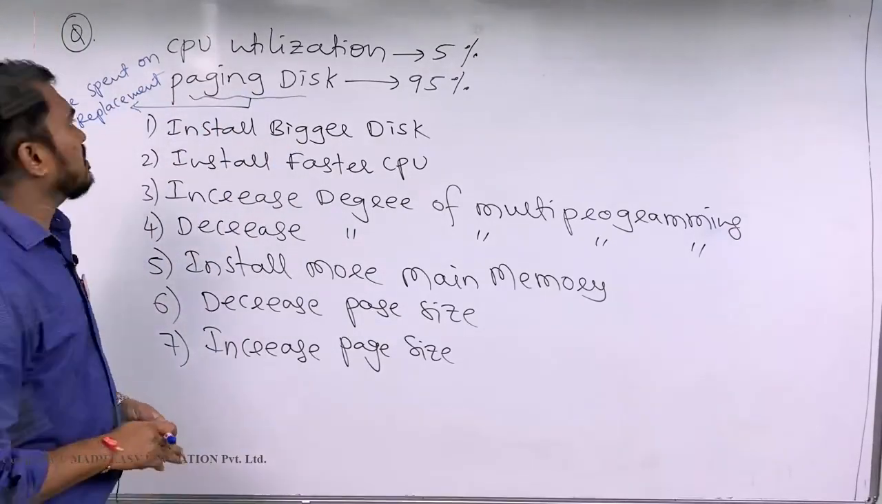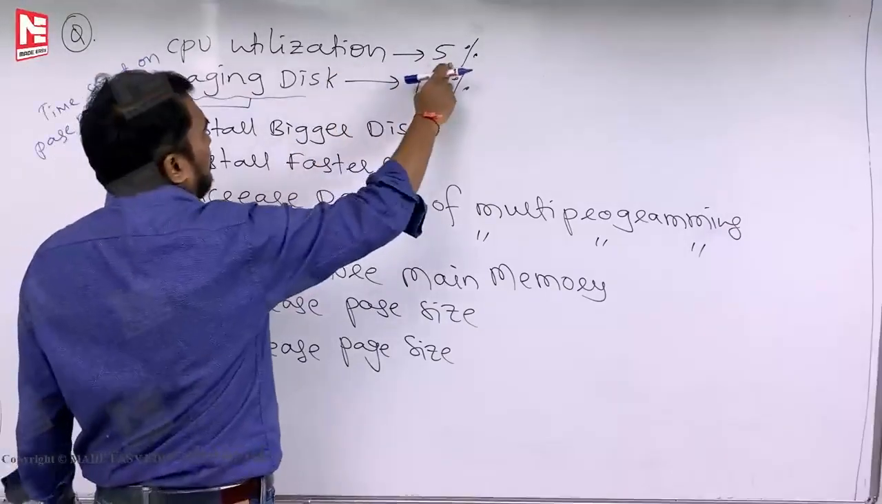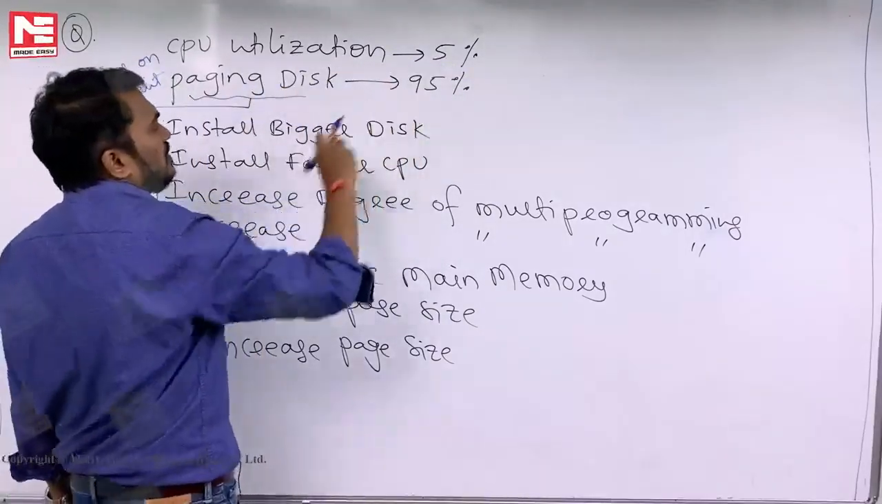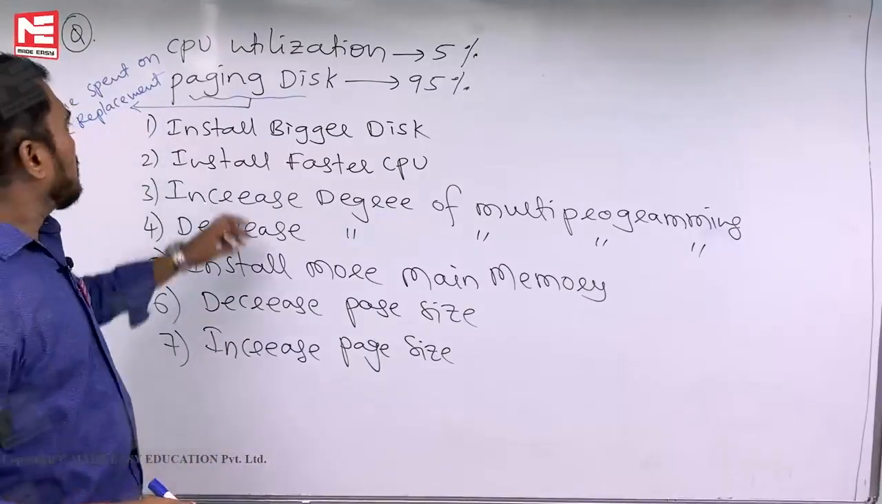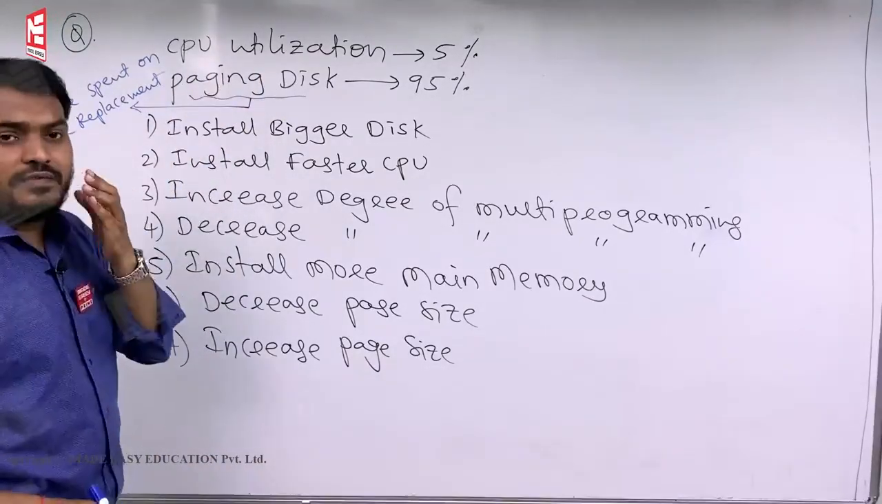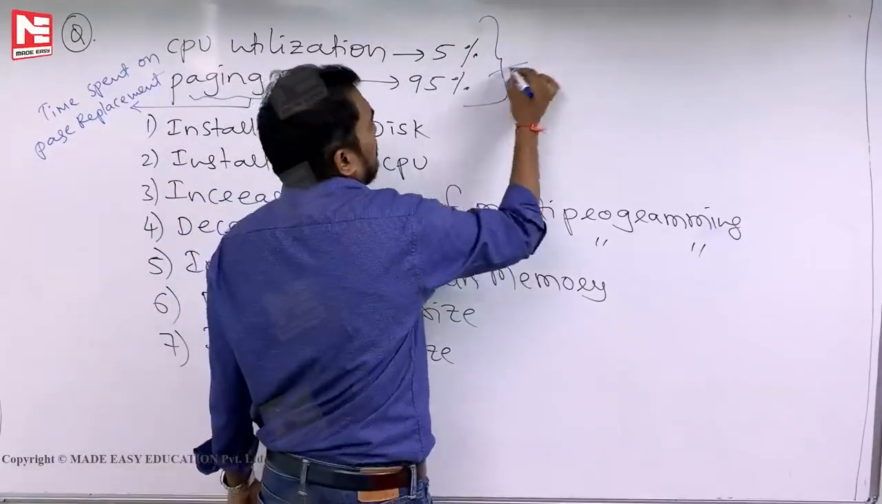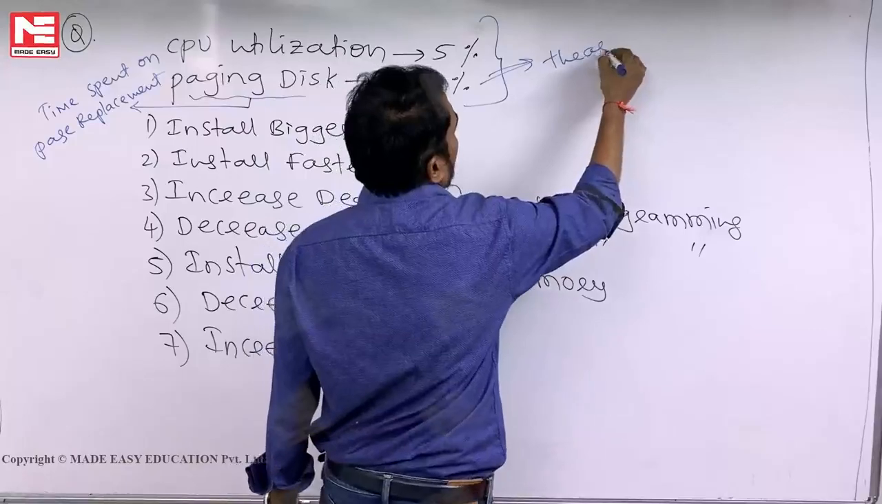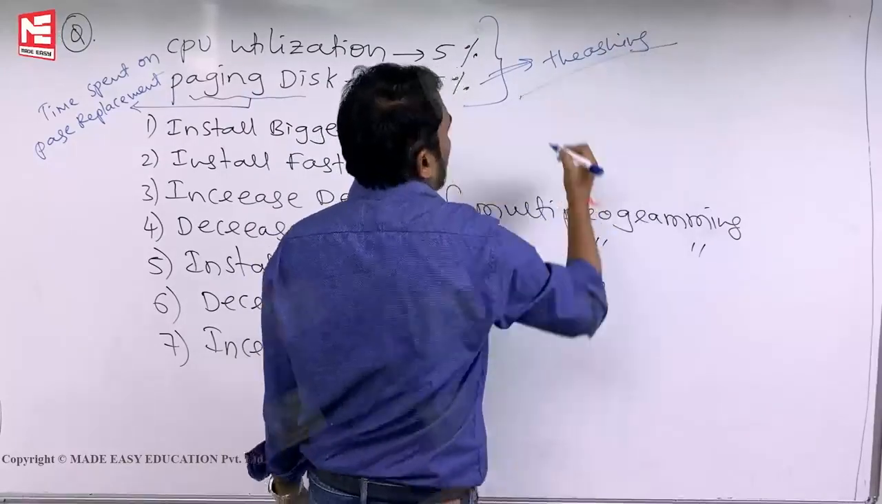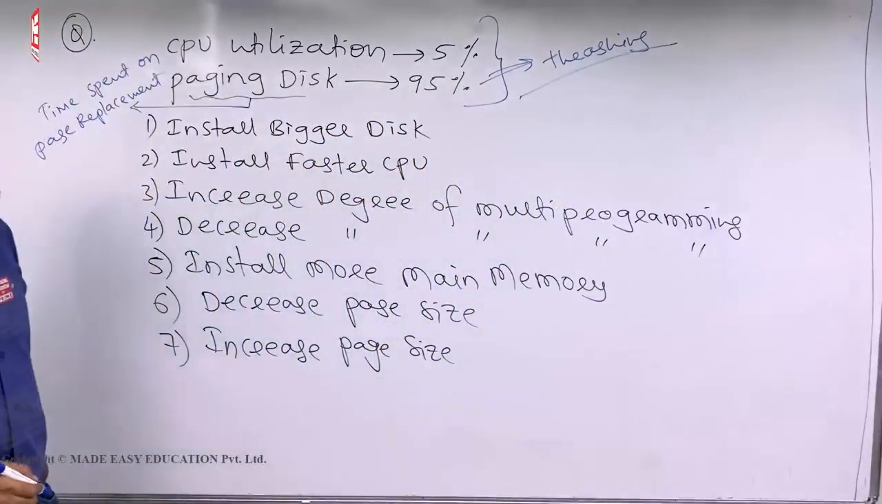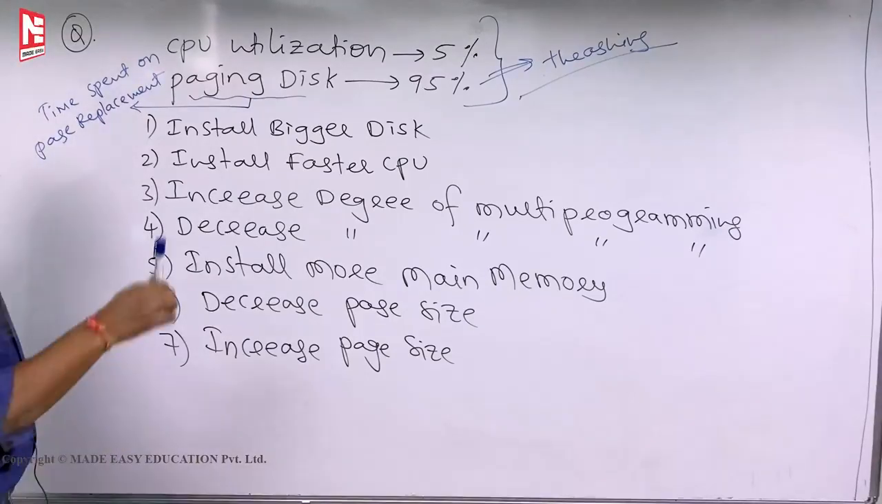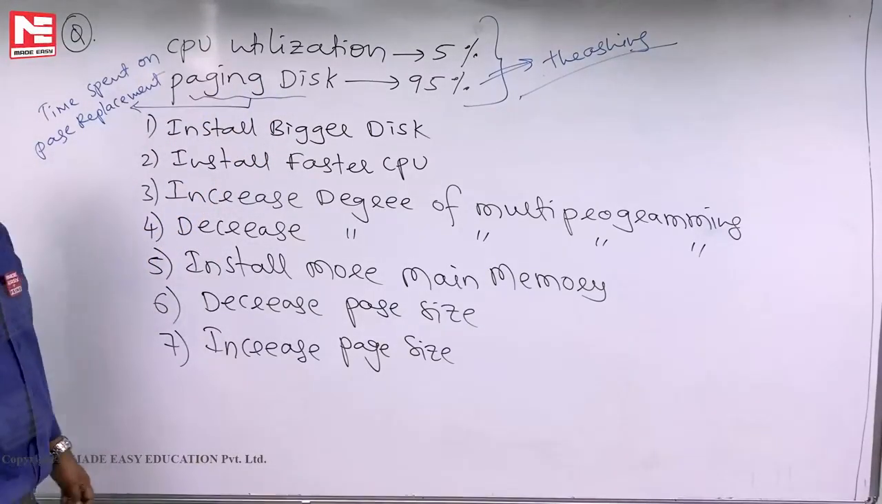Now tell me, what do you understand here? CPU utilization is only 5% and paging disk is 95%. By using these two parameters, what do you understand now? The system is now in thrashing. Is that clear? Now, if this is the case, we need to find out.